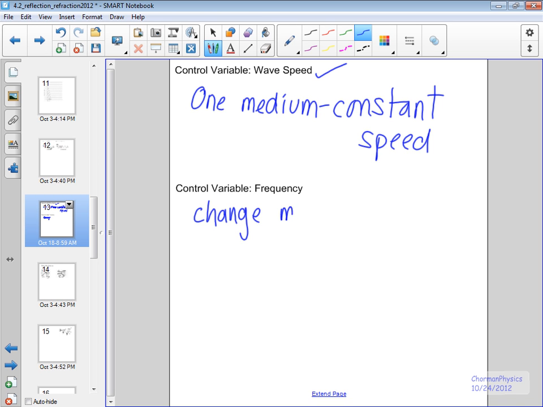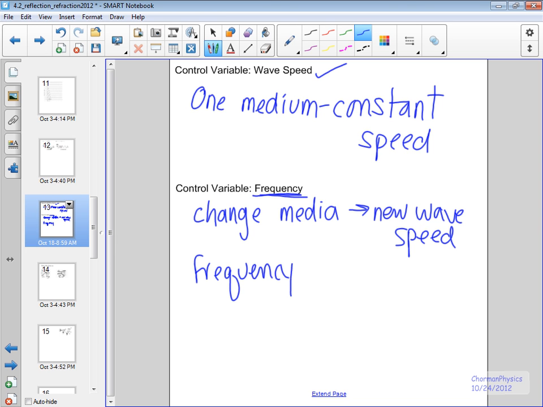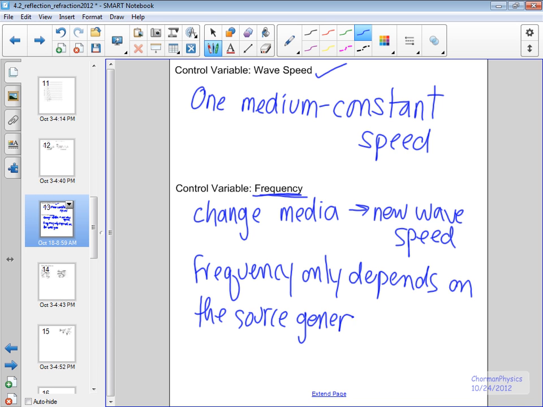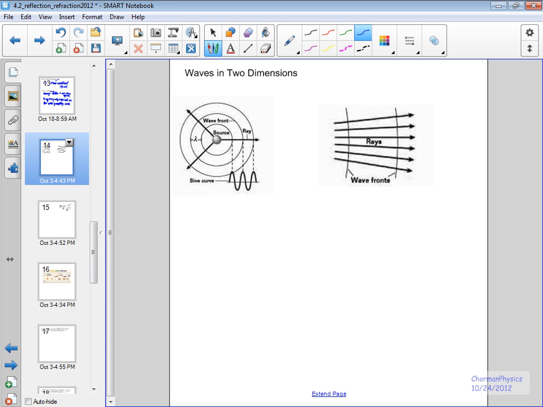So the next question is, what is the control variable when a single wave crosses the boundary between two media? So we change media, and we have a new wave speed. Frequency is what stays constant. The reason for that is that frequency only depends on the source generating the sound, or generating the wave. So this is true for both light and sound. The frequency is going to stay the same.